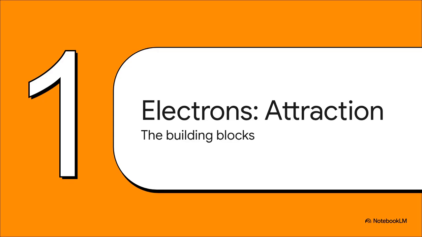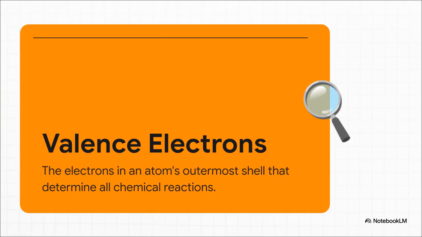Okay, so to really get this, we have to start small. Like, really small. We're talking about the most important players in this entire game, the electrons. They're the ones who write all the rules for how atoms get together. And specifically, we're talking about a certain type of electron, the valence electrons. Now, these are the cool ones. They're the outermost electrons, the ones right on the edge. You can think of them as the social butterflies of the atom. They're the deal makers, the ones that decide literally every single chemical reaction.